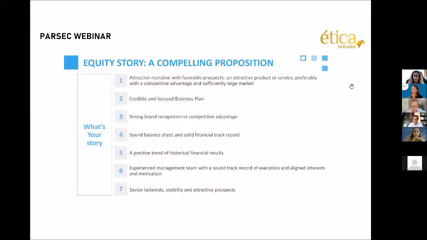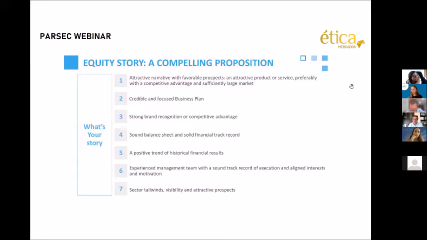First, of course, is narrative. With these favorable prospects, the future must be attractive, must be appealing. We must really convince our investors that our company is going to grow and is going to take advantage of this big opportunity that we are creating in a really large market. But of course, you know that already.